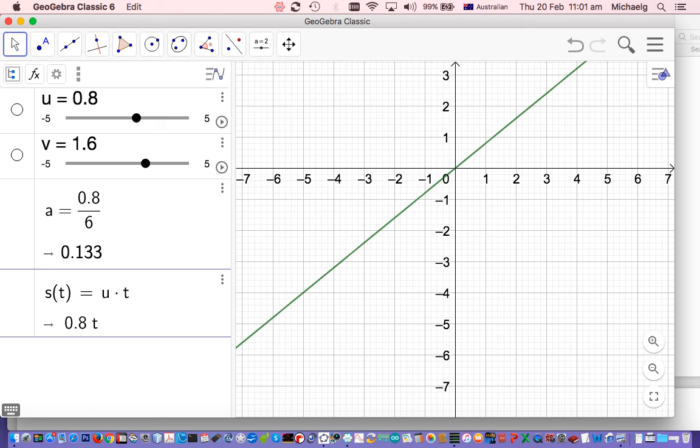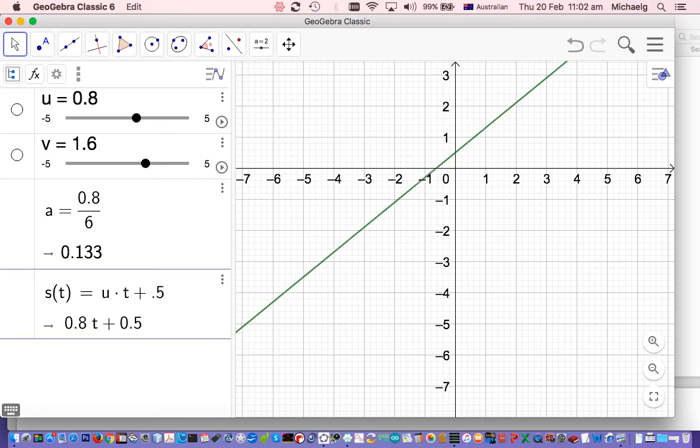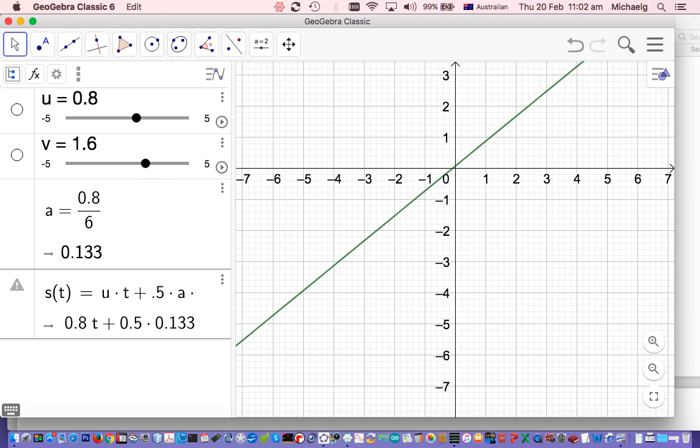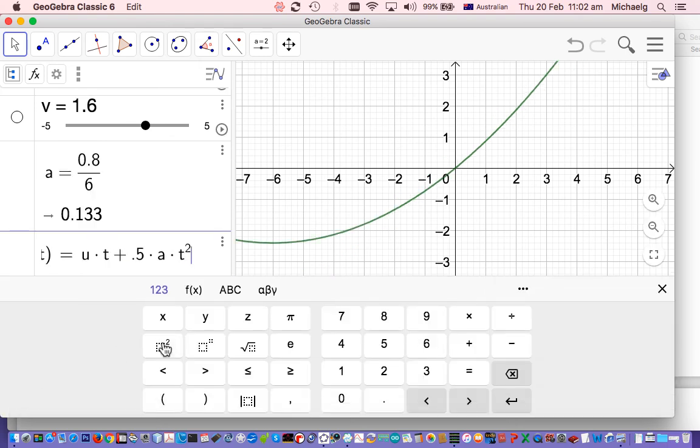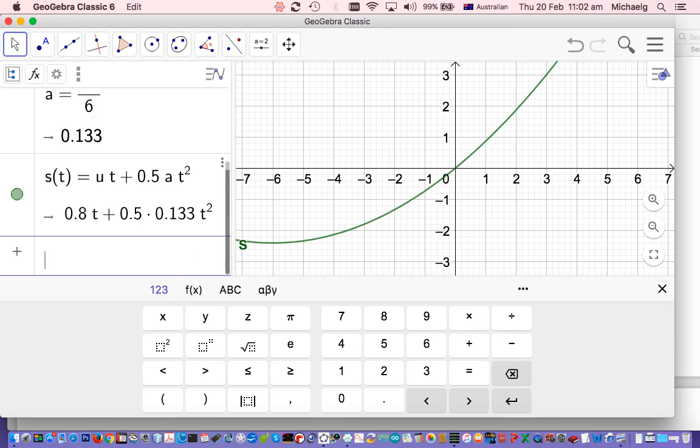and notice how we've got a graph up here. And then we go plus a half. So a half is 0.5, half A T squared. So times A for acceleration, times T, and then squared. So I'll bring my little keyboard up here, squared, and then I hit enter.